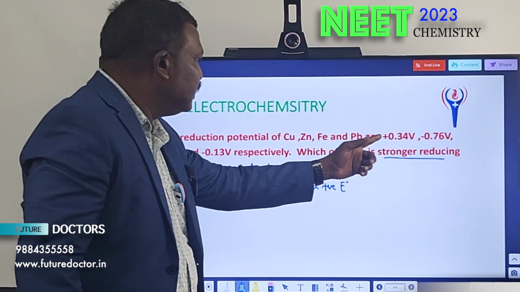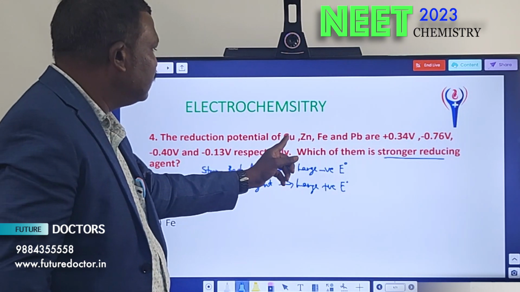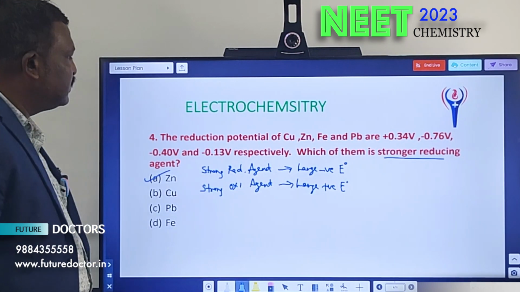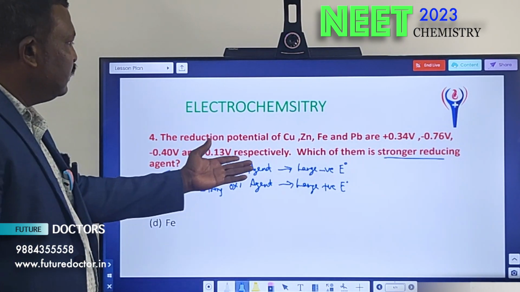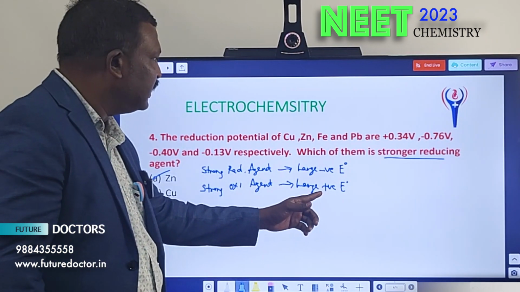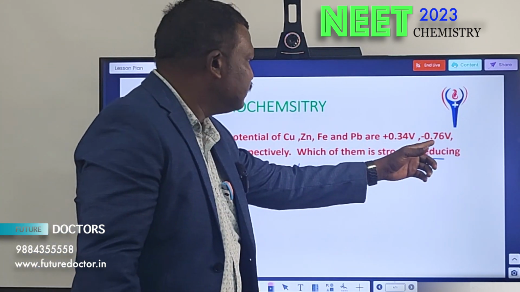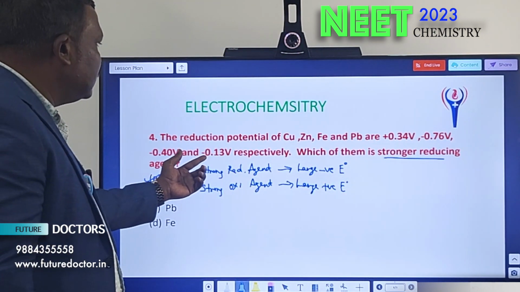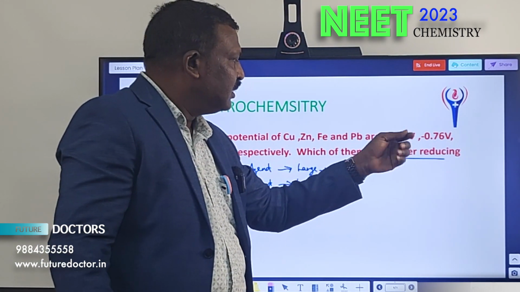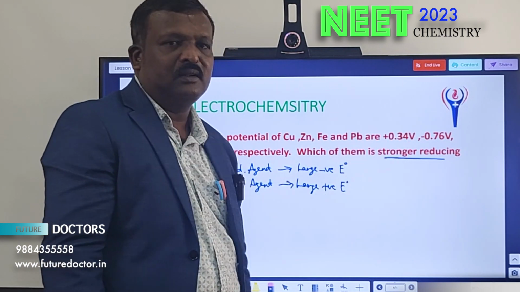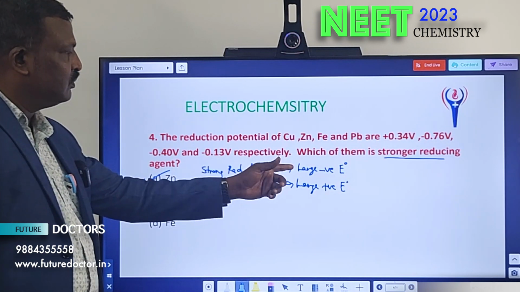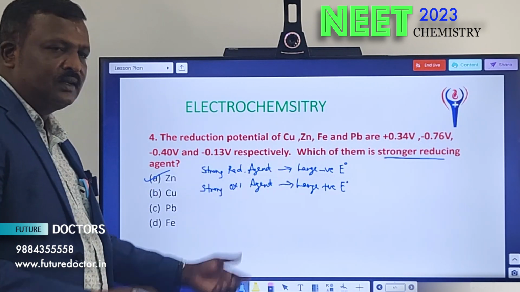So the answer is what? Who is having the large negative? Zinc, this is the second value. So zinc is a strong reducing agent. Sometimes the same question they'll ask in a different way. Which one is a strong oxidizing agent? Large positive value. Which one is the large positive value here? This is minus, this also minus, this also minus. Only this is a positive value. So if they ask for a strong oxidizing agent, the answer is copper. Understood? Right. So any species having large negative, more negative E naught value, is considered a strong reducing agent.